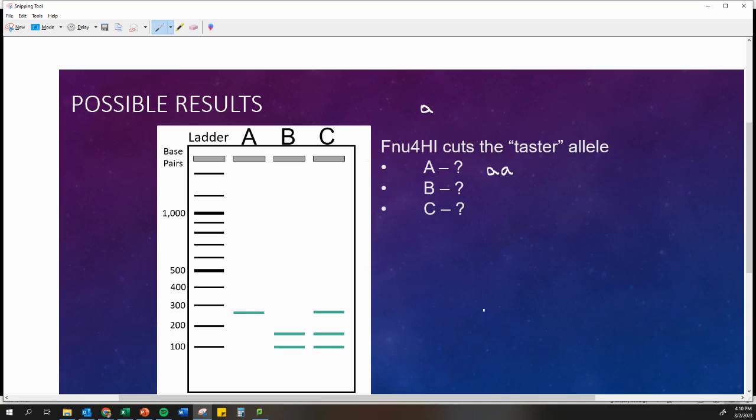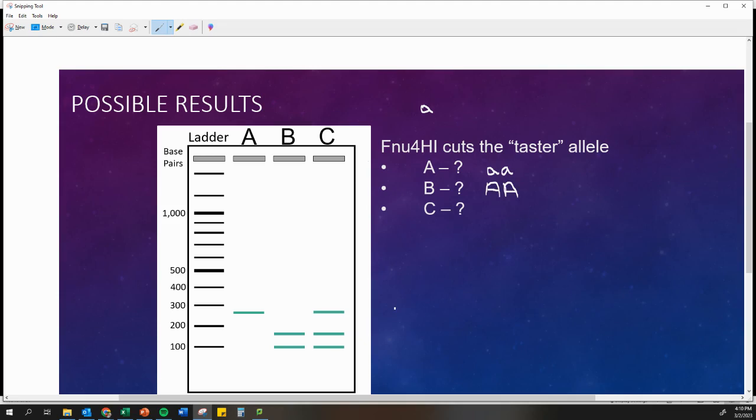B here, we have two bands. Two bands, and they're both smaller than the previous band. That's telling us we have one piece of DNA that was cut into two pieces of DNA. So that means we have a taster, and all of the DNA was cut, so we have a homozygous taster.